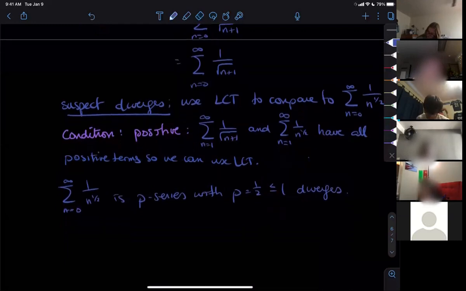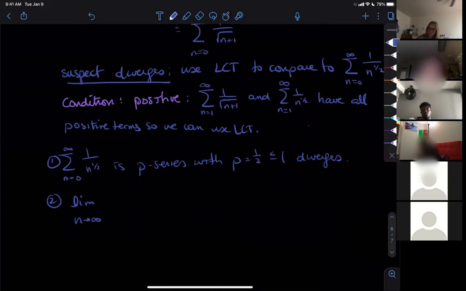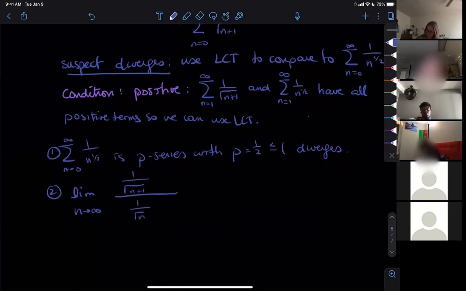Okay, so the first thing is we know what the series we're comparing it to does, and now let's take the limit. Who do we put on the top, the thing that we know or the thing that we don't know? The unknown goes on top. Yeah, thanks. So we're going to put 1 over square root of n plus 1 here, and then the thing that we know, which is 1 over square root of n, and then take the limit.